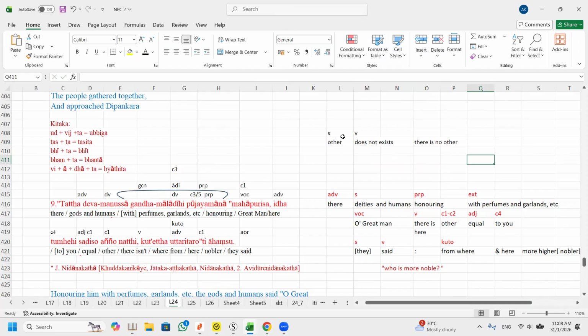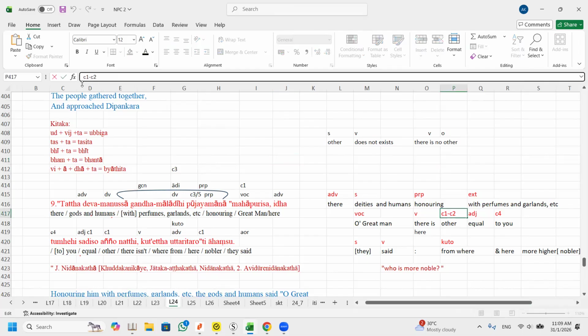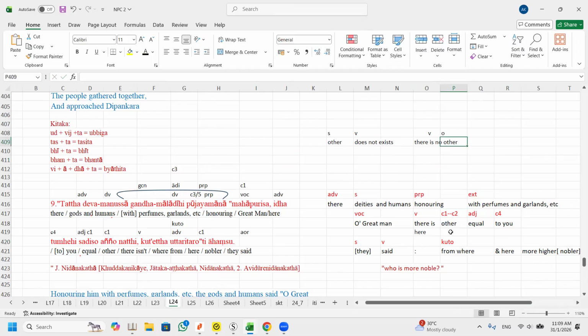So that means this subject, there is. This is a verb. This becomes the is. This is a verb, and no other is the object. So you don't get confused. That is the reason I say you put this as an object. C1 to C2. Whenever you see like that, it means a change of case, because the subject becomes the object.